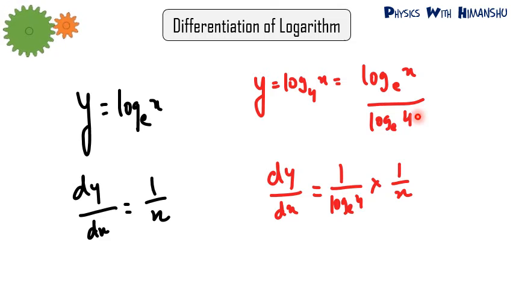Now we have changed the base, now differentiate it. So dy by dx will be, see, 1 upon log 4 is constant, so it will just remain like this, and differentiation of log x is 1 by x. So dy by dx will be 1 upon log 4 times 1 upon x. So if the base is e, then the differentiation will be 1 by x. If the base is not e, then you have to differentiate it like this.